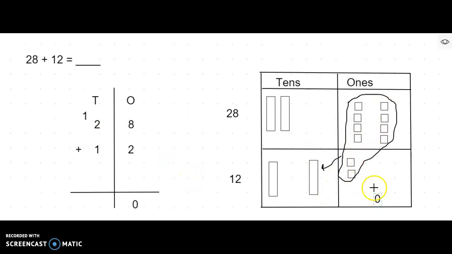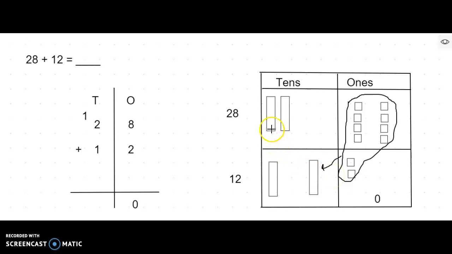I made one new 10, but that meant I didn't have any ones left over. So I'm actually going to say I have no ones. I have 0 ones because I made all these ones into a 10. Now let's count all those 10s. I have 2 10s in 28, plus 1 10 in 12, plus that new 10 I just made out of all my ones. So let's count them up together.